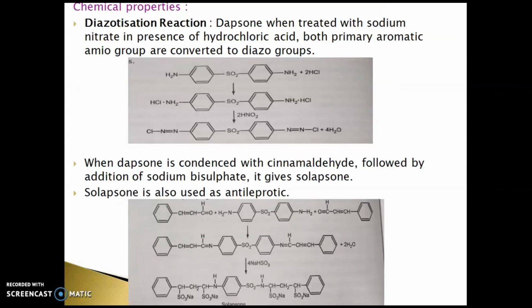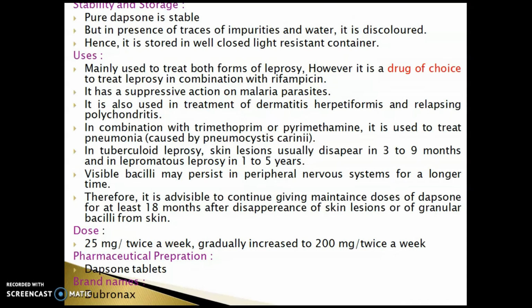Chemical reactions. Dapsone undergoes a diazotization reaction. When treated with sodium nitrite in the presence of hydrochloric acid, the primary aromatic amino group is converted to a diazo group. In the second reaction, when dapsone is condensed with cinnamaldehyde followed by the addition of sodium bisulfite, it gives a sulfone. Sulfone is also used as an antileprotic drug. The reactions are given as above.